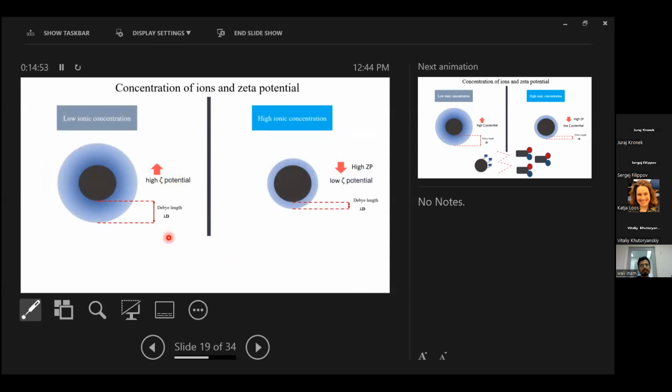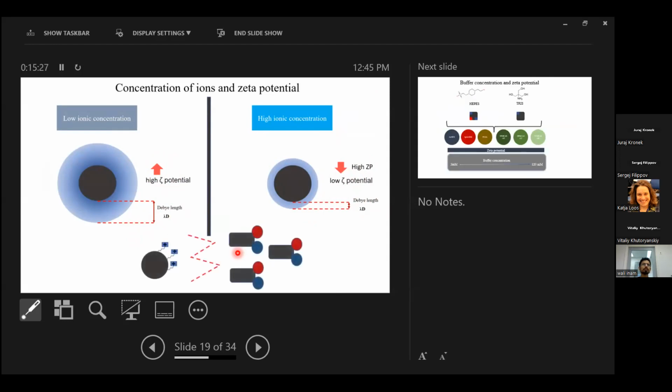Now, the second thing we were interested in was the effect of concentration. What we know from the literature is that at low ionic concentration, the Debye length is higher, which leads to a higher zeta potential. However, at higher concentration, the Debye length, or the electric double layer, decreases, and therefore there will be a lower zeta potential.